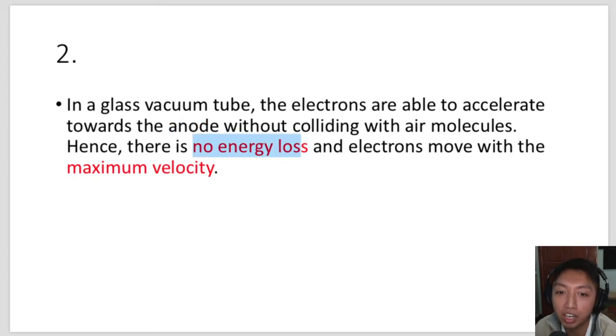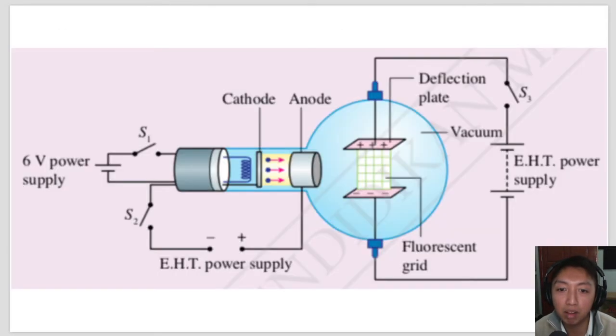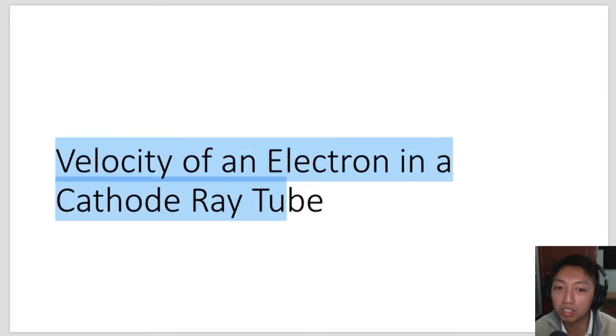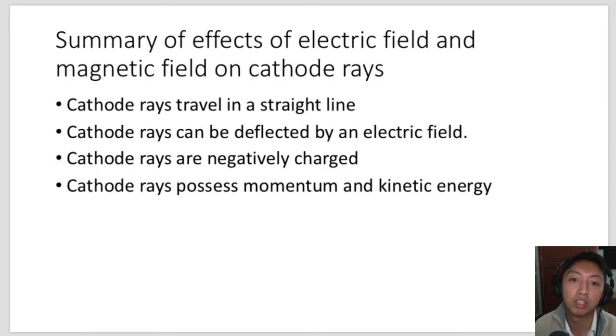There is no energy loss because it's in a vacuum. There are no air molecules for it to collide with. Therefore, the electrons end up moving at maximum velocity. What is maximum velocity? Meaning to say, all the energy that those electrons have goes into its velocity. That becomes important here when we try to study the velocity of an electron in a cathode ray tube.